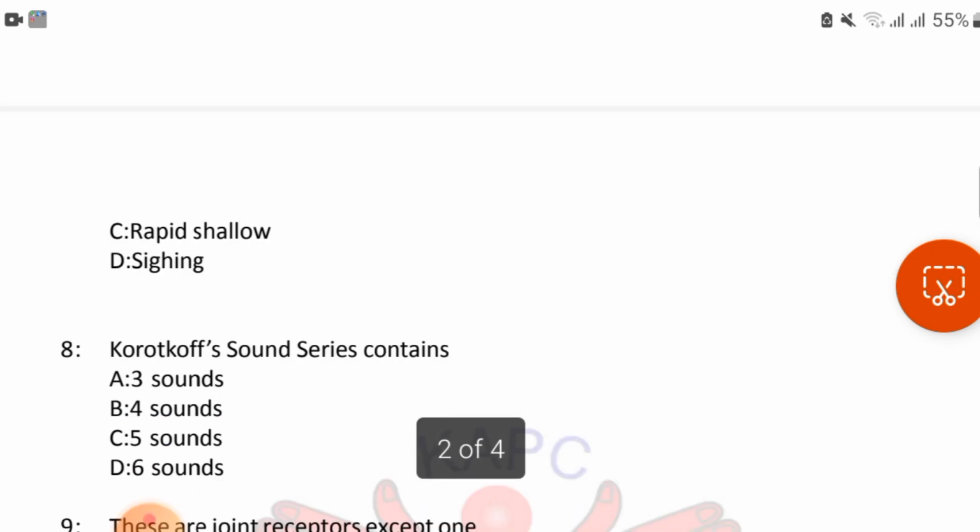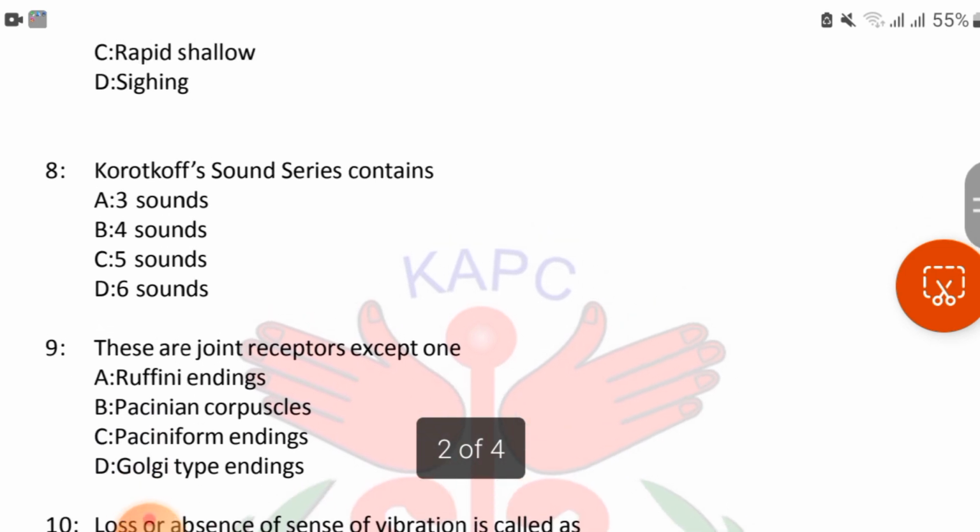So let's move towards the eighth MCQ. That is Korotkov's sound series contains. Now, what are Korotkov sounds? These are basically sounds between systolic and diastolic during measuring the blood pressure. Okay. So the options are option A 3 sounds, option B 4 sounds, option C 5 sounds, and option D 6 sounds. And the correct option is that Korotkov's sound series contains 6 sounds.